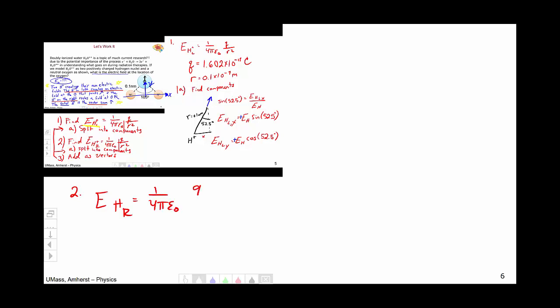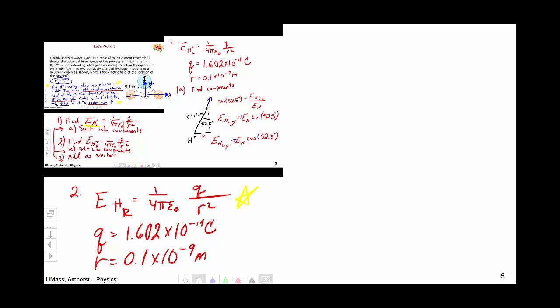Same expression. Hey, Q is the same. R is the same. So the two E's are going to be the same as each other. Awesome. I wouldn't even need to put something into my calculator. Benefit of working in symbols.